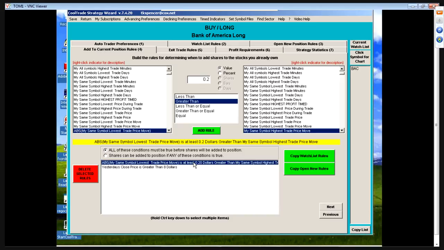So what we're saying here is if Bank of America drops 20 cents, we're going to add another lot. So if it goes down 20 cents, we're going to add another position. So what we're doing is trading a range between about $10 and about $7. So that's the range that we're trading. But this is a strategy that you could copy and it's ready to go.